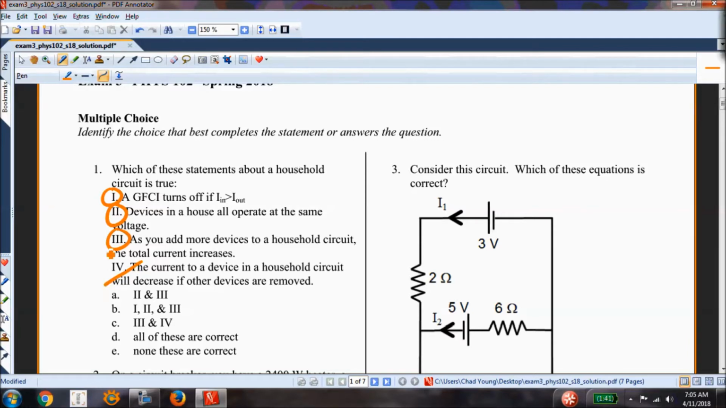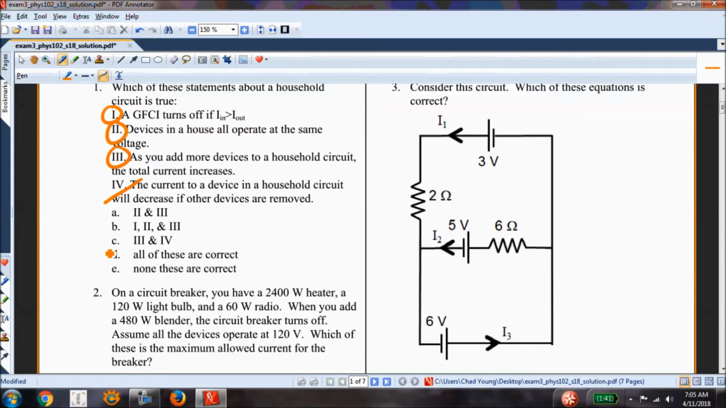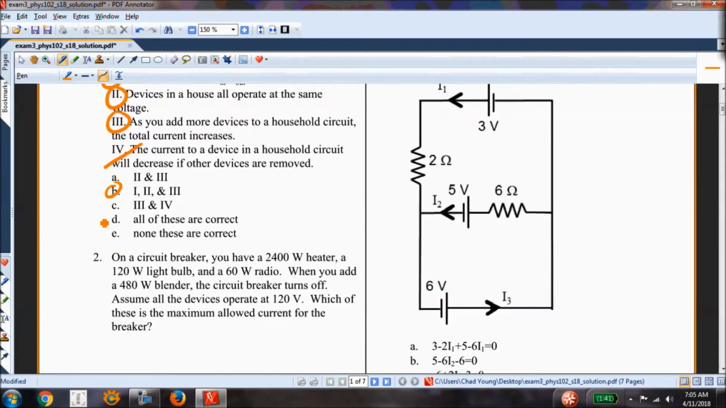That would be true if they were in series. Actually, the current would increase if other devices are removed in series, but a household is laid out in parallel. So only 1, 2, and 3 are correct.